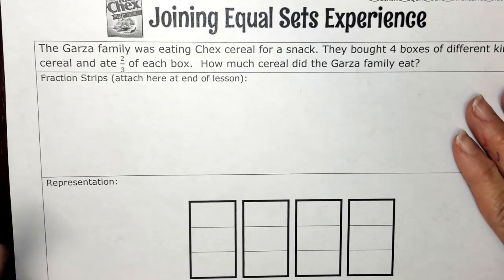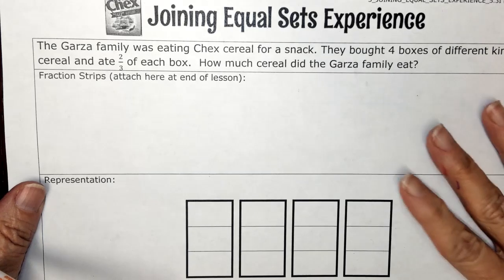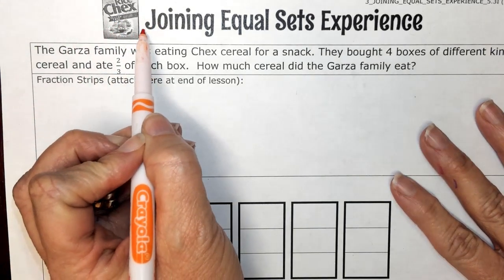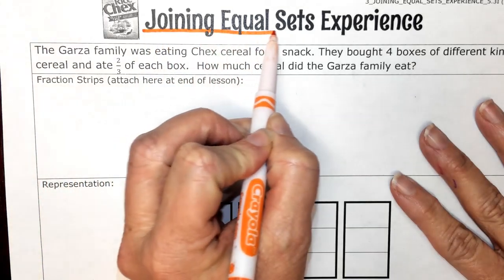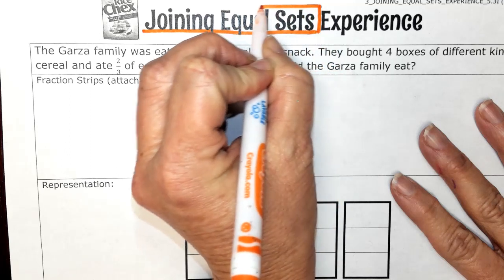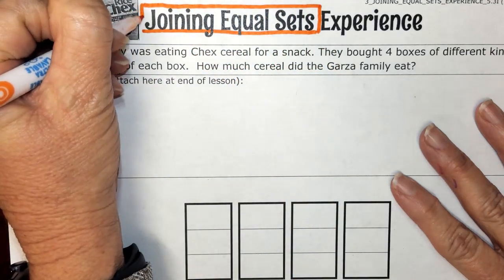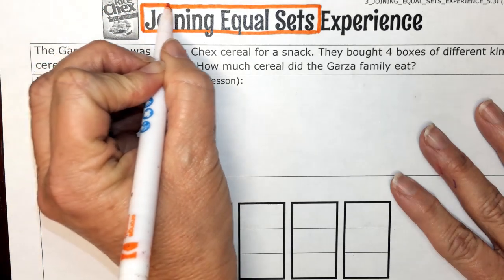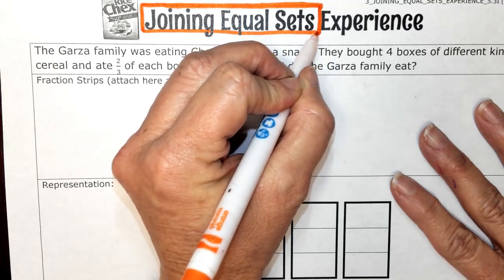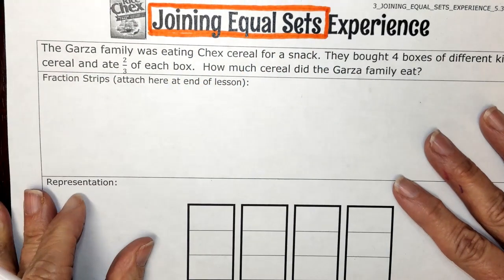Looking at your paper, it says joining equal sets experience, and I want you to pay attention to joining equal sets because we've already talked about this action before. I want you to reflect back a few weeks ago when we started talking about multiplying decimals and how we were joining equal sets at that time. So now what we're going to be doing is learning how this is related to fractions.